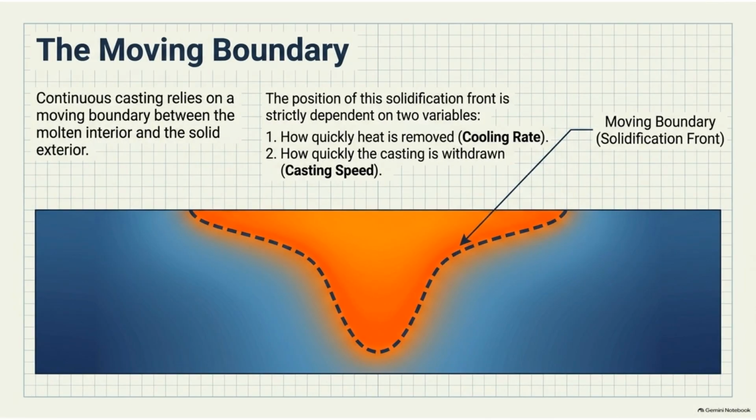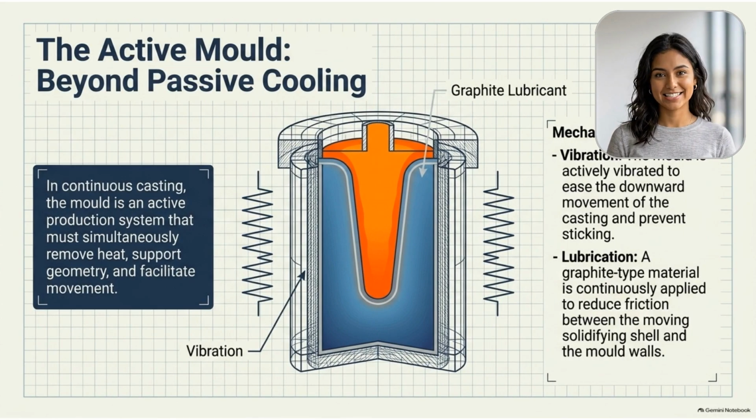Continuous casting relies on a moving boundary between the molten interior and the solid exterior. The position of this solidification front depends on 2 key variables: the cooling rate and the speed at which the casting is withdrawn. The mold is an active system. To facilitate movement and prevent sticking, it is constantly vibrated and lubricated with a graphite-type material. These mechanisms are essential for maintaining smooth, continuous production.